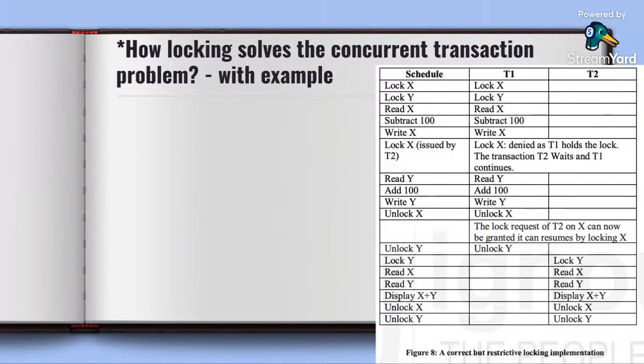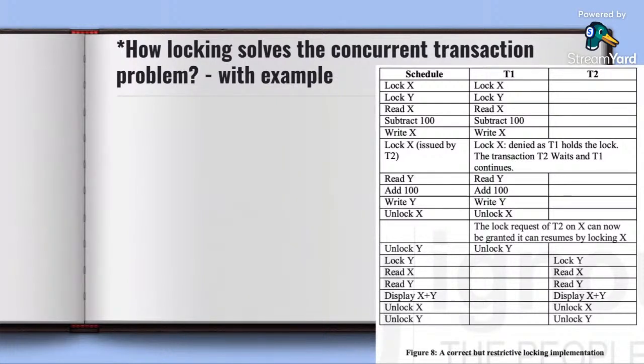Tell me what types of locking are there? Binary mode lock and multiple mode lock. How many types does multiple have? Multiple mode lock has shared lock and exclusive lock. Okay, so what happens in binary lock? Binary lock has two states, locked and unlocked.